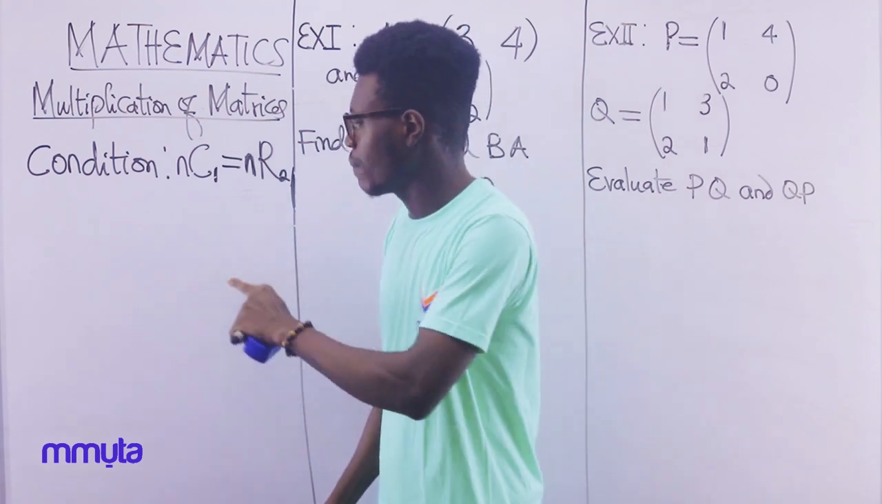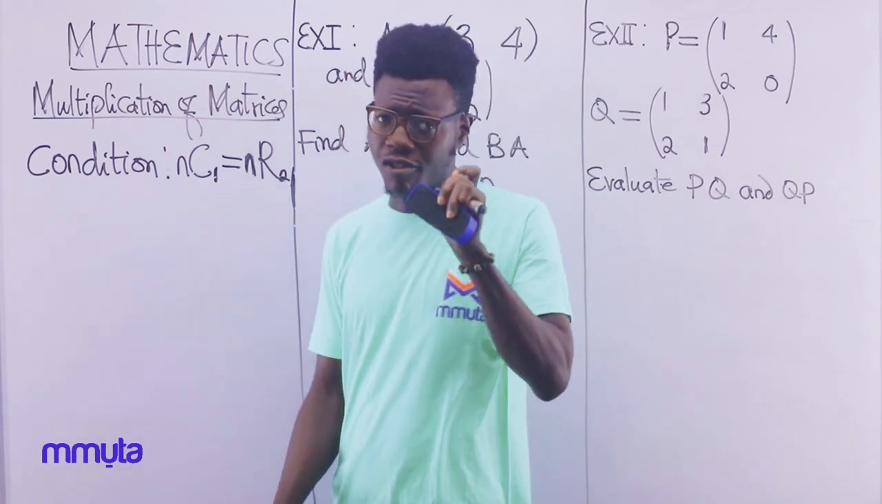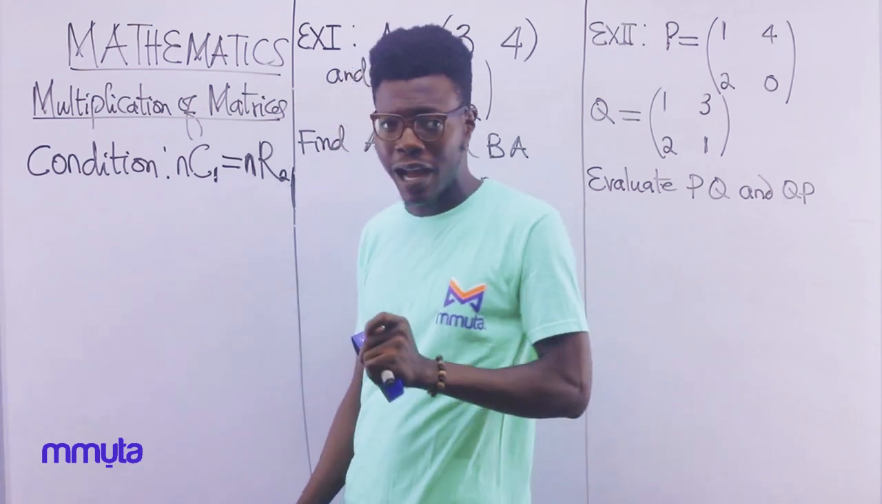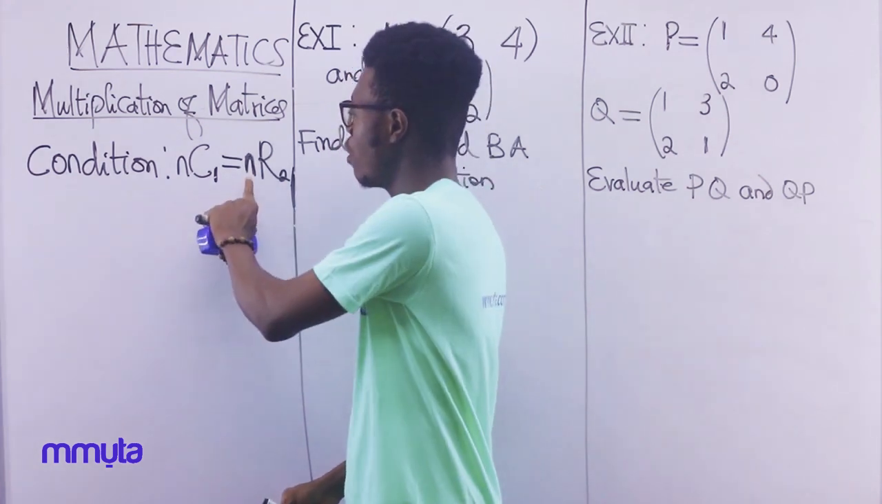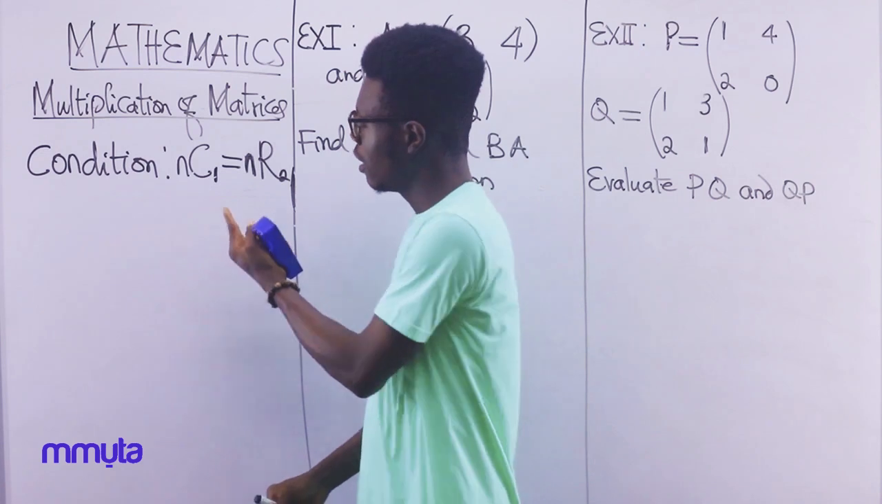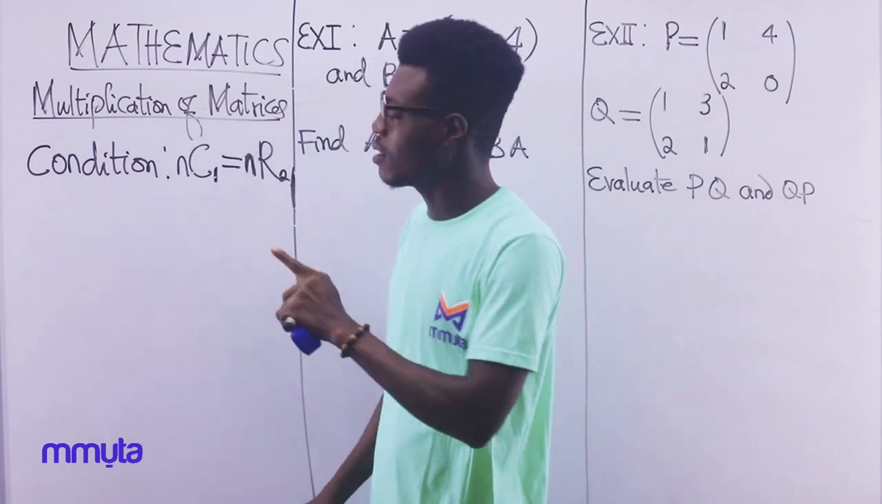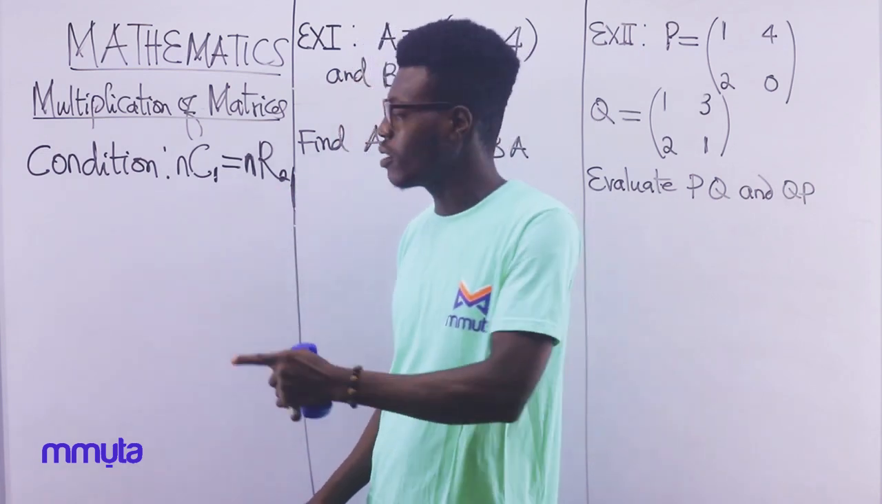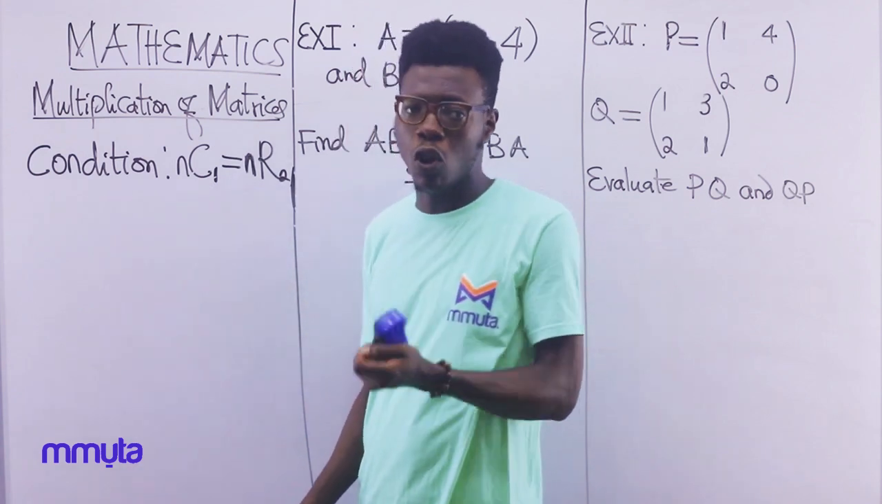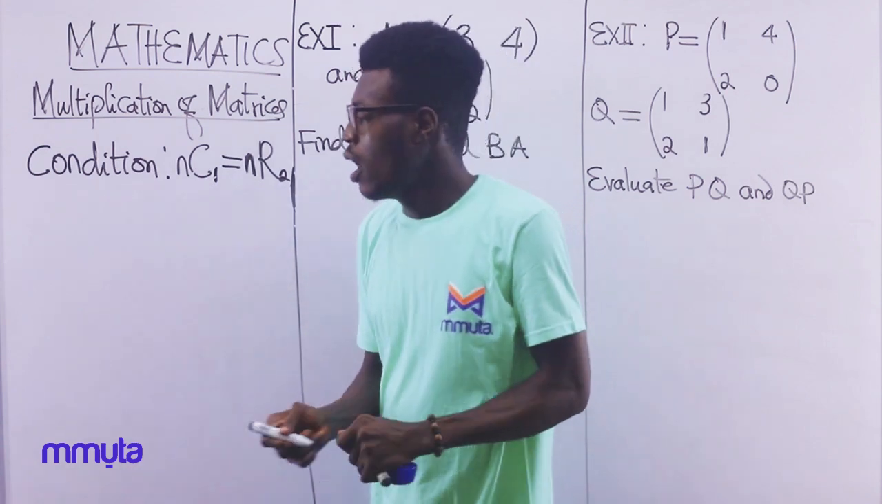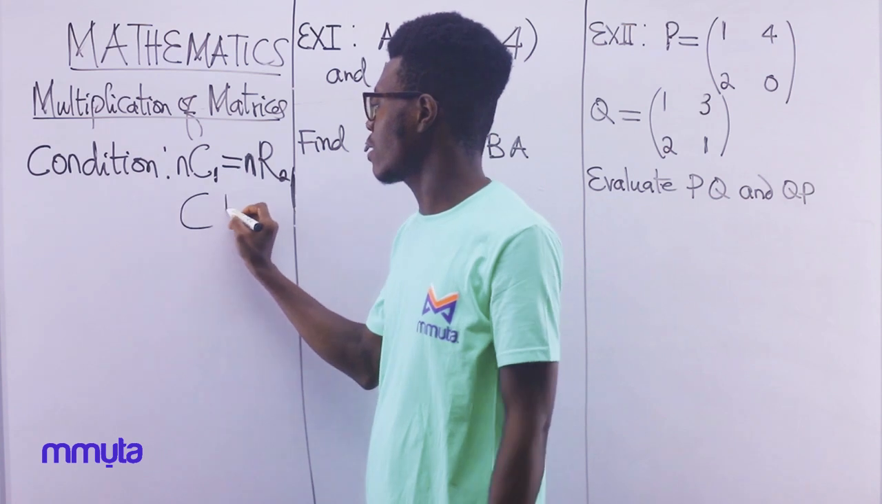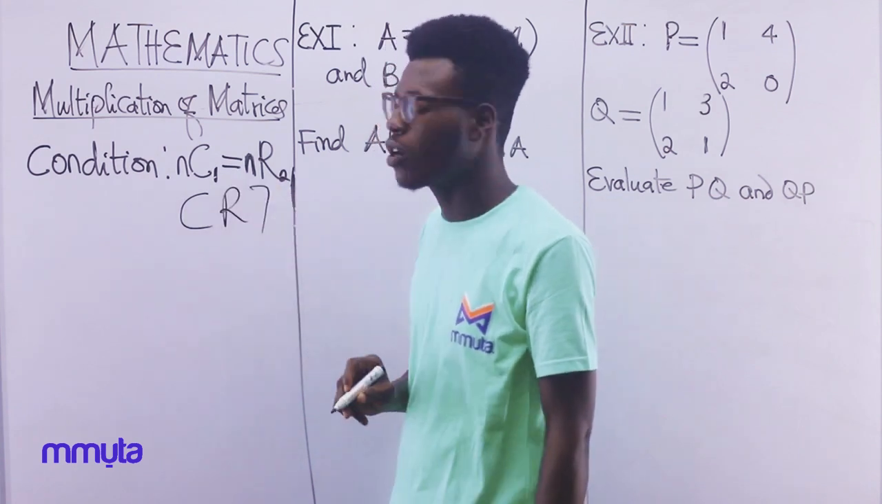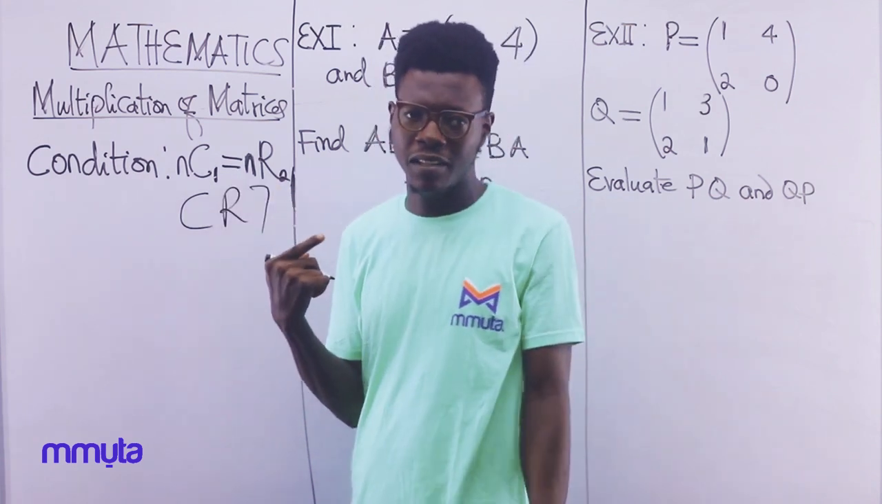And that condition is that the number of columns of the first matrix, that is NC of 1, must be equal to the number of rows of the second matrix. This 1 represents the first matrix, and this 2 represents the second matrix. C represents column, and R represents row. Another way of writing this is by saying that CR7. This is the condition. Of course, you know who CR7 is.